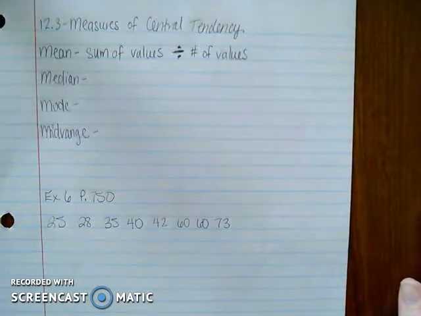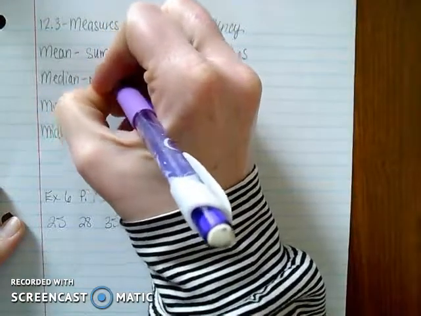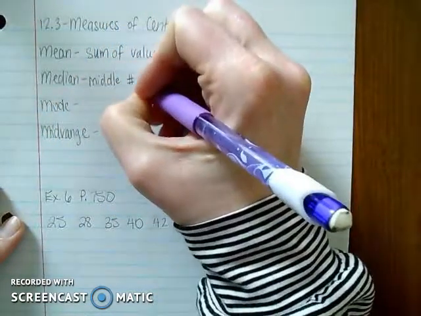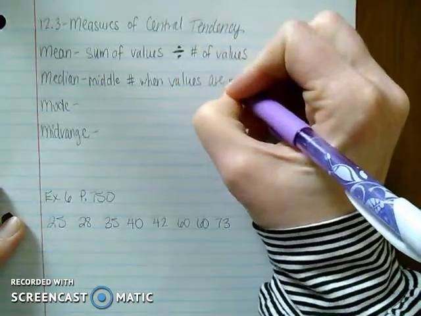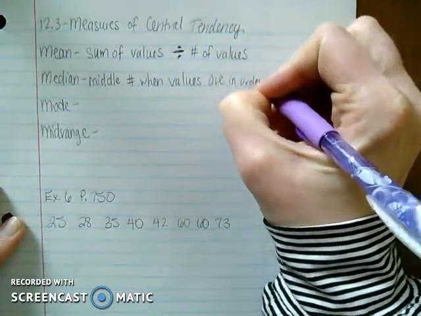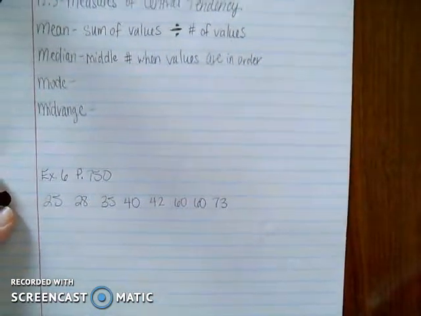The median is the middle, just like the median of the road. So this is the middle number when values are in order. So these values have to be put in order, and then you work and find the middle number.